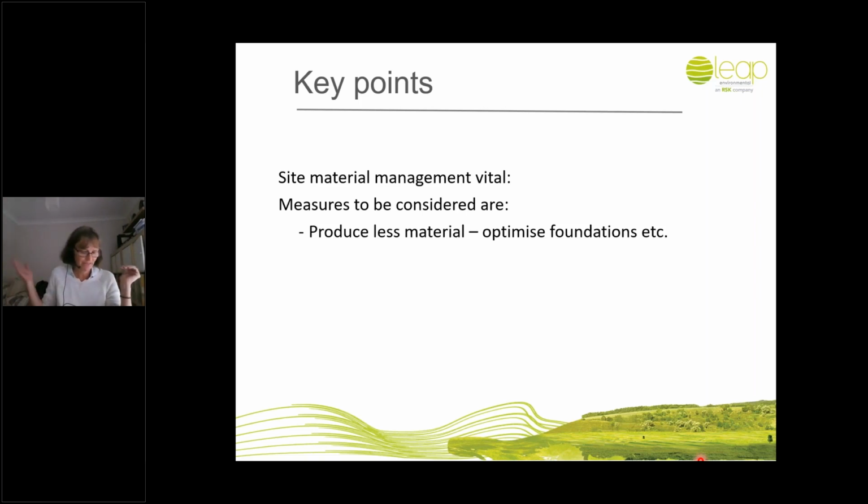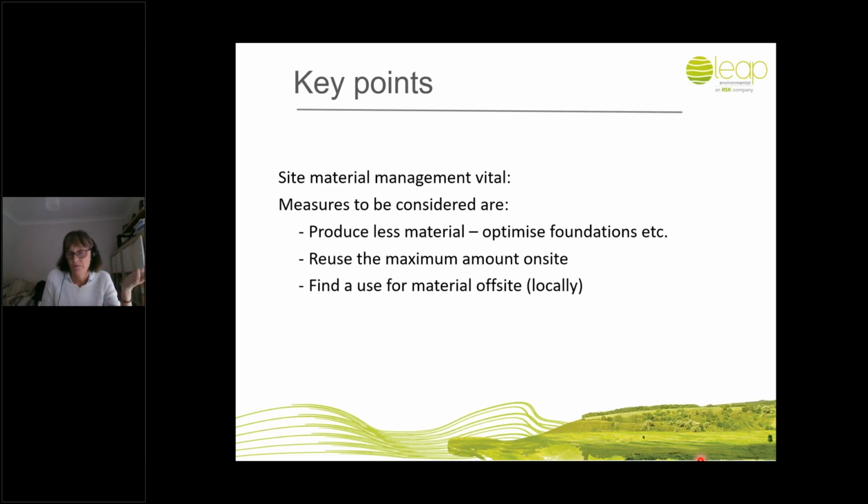I have another program that we've done, which is CReDiT Foundation, which looks at which is the optimum foundation that might produce less spoil. Can we reuse the maximum amount we can on site, or find a use for it locally? And bring in this idea of, what do we do with the subsoil? I think there are a lot more ideas we can look at with that, perhaps focusing on uses for it that save it going to any landfill.